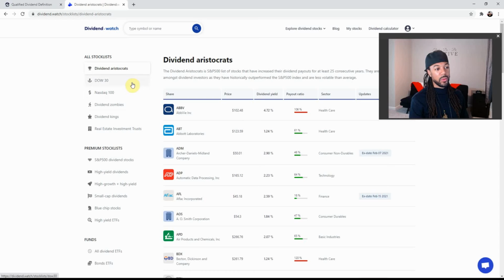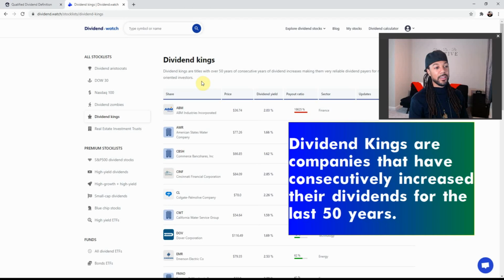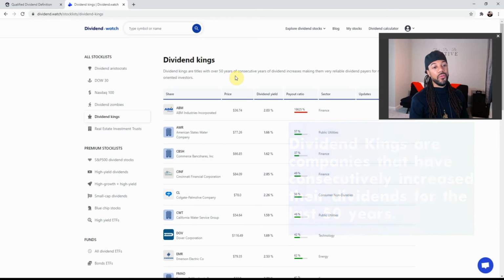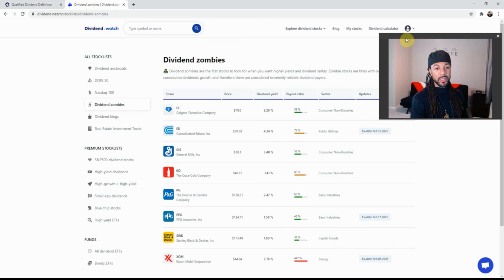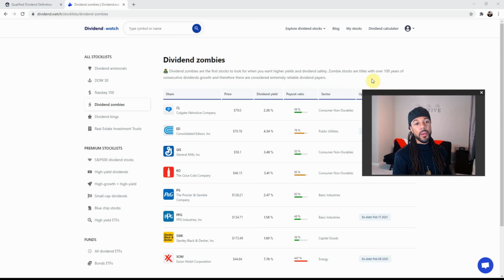But did you know you have dividend kings? Dividend kings are titles with over 50 years of consecutive dividend increases, making them very reliable as dividend payers. And then you got the zombies. Dividend zombies are the first stocks to look for when you want higher yields and dividend safety. So zombies have earned that title because they have paid consecutive dividends and increases for 100 years.